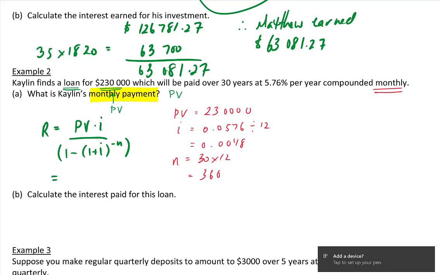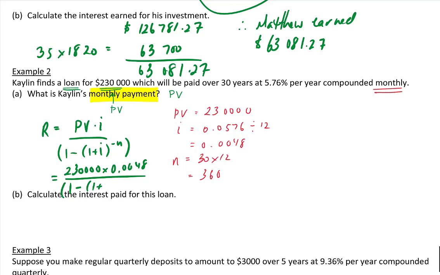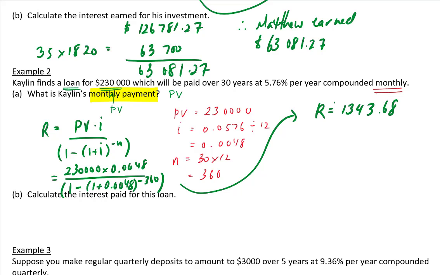All right, so let's put in our numbers. So we have 230,000 times 0.0048 divided by 1 minus (1 plus 0.0048) to the exponent of negative 360 and close that bracket. Next, use your calculator, which tells us his monthly payment will be $1,343.68.